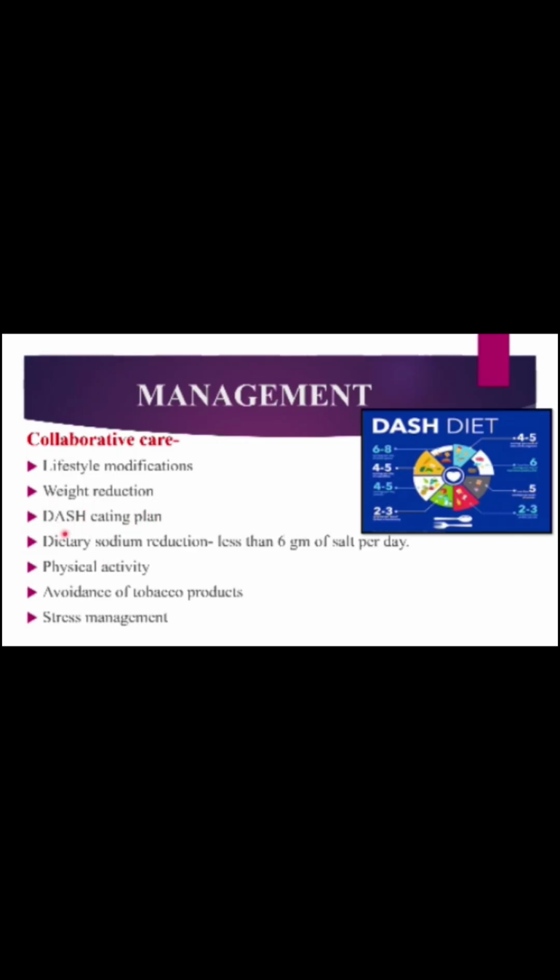The DASH eating plan includes green leafy vegetables, fruits, increased fiber intake, and drinking lots of water. Then dietary sodium reduction. Within that, less than 6 gram of salt per day or less than 2.4 gram of sodium per day.